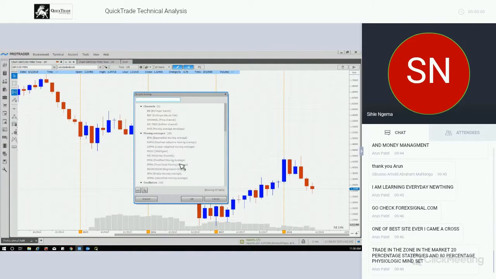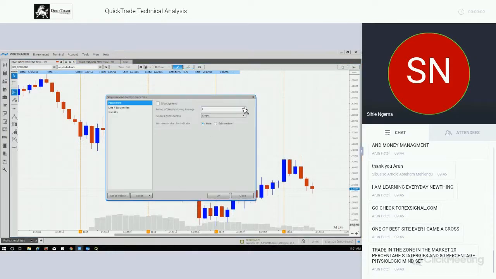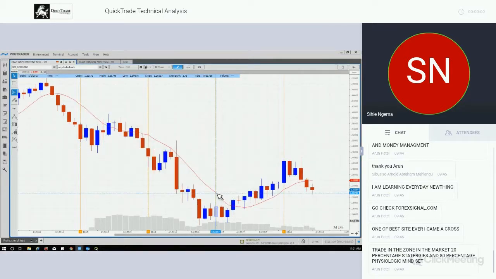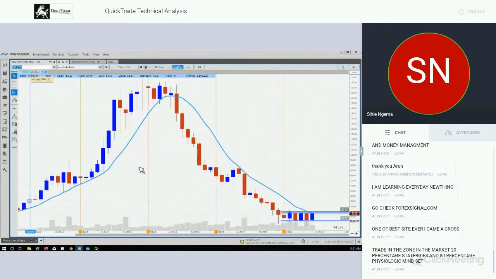So let me add it. Let me go to indicators, add indicator. The indicator that I'm interested in is under moving averages. It's called simple moving average, the SMA. SMA, go okay. Period of simple moving average is 10. We'll use 10. We'll just stick to 10. I don't know if I should use this example. Let me not use this example. Let me use a better example. I think we have a better example here.